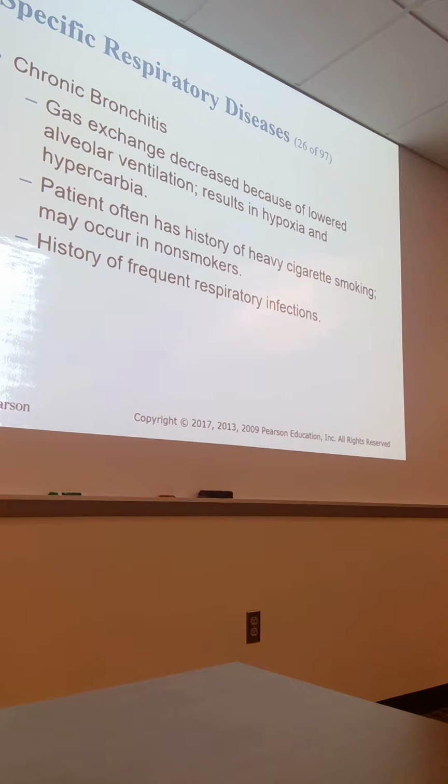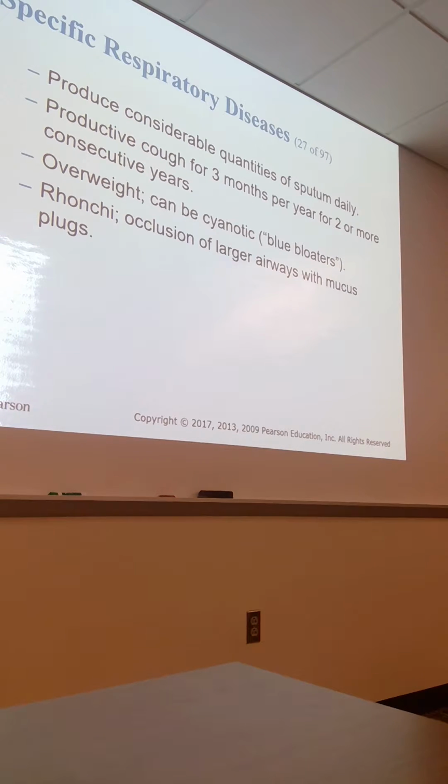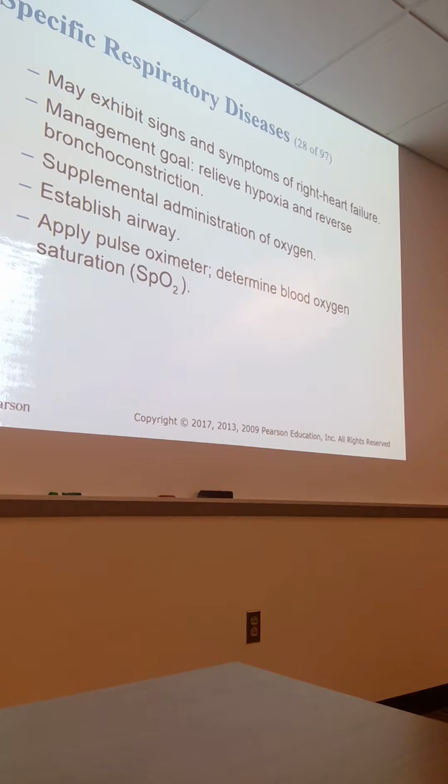Cigarette smoking is the most common cause. Frequent respiratory infections are what you would expect from someone with chronic bronchitis. They have a productive cough 3 months per year for 2 or more years. They have rhonchi, which is occlusion of the larger airways, basically wheezing. They may have right heart failure just like the emphysema patients because they can get pulmonary hypertension.